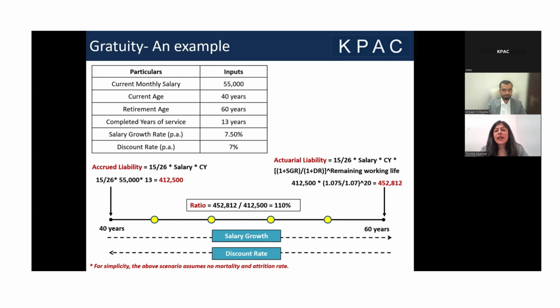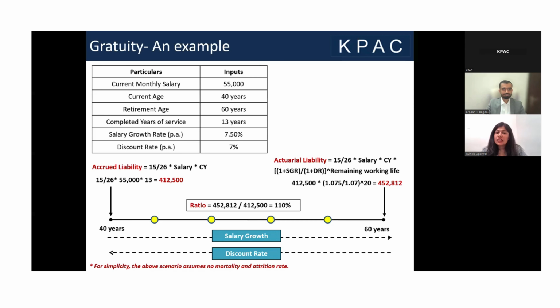Now, in order to calculate the actuarial liability, as we have discussed, we use the projected unit credit method. In this case, the employee's current age is 40 years and the retirement age of the company is 60 years. So the employee still has 20 years of service until the retirement.